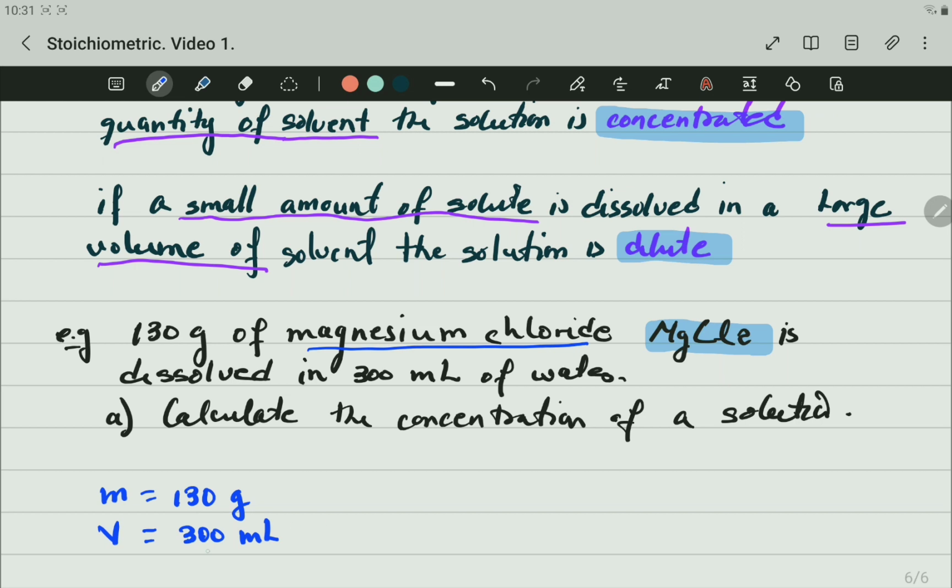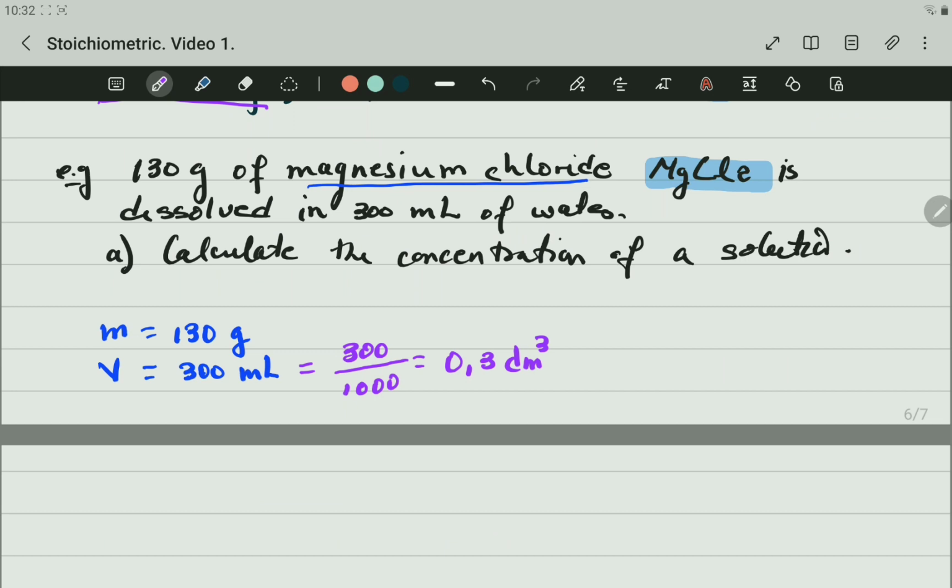Now, we cannot work in milliliters. How do we convert from milliliters to liters? We have to work in liters or in decimeter cubed, which is the same. So to convert, this one is going to be equal to 300 divided by 1,000. From milliliters to liters, you divide. This one will be equal to 0,3 decimeter cubed or liters.